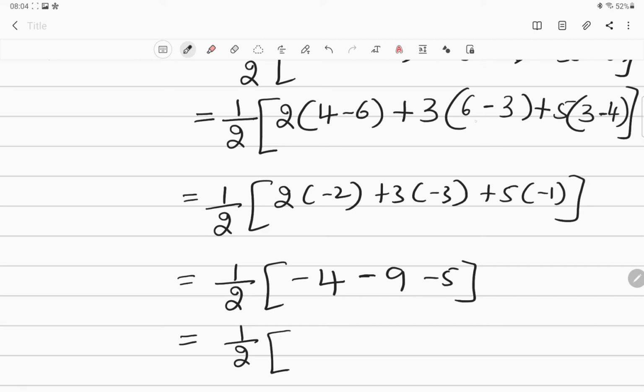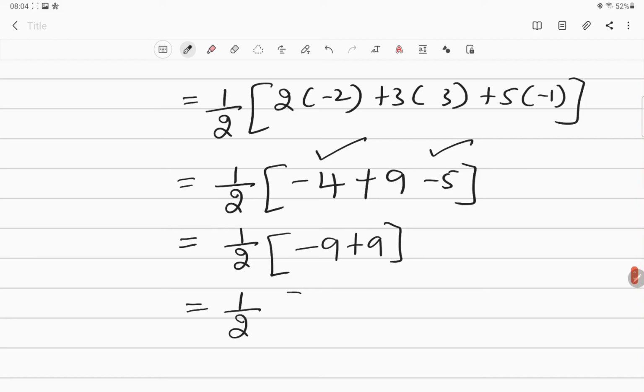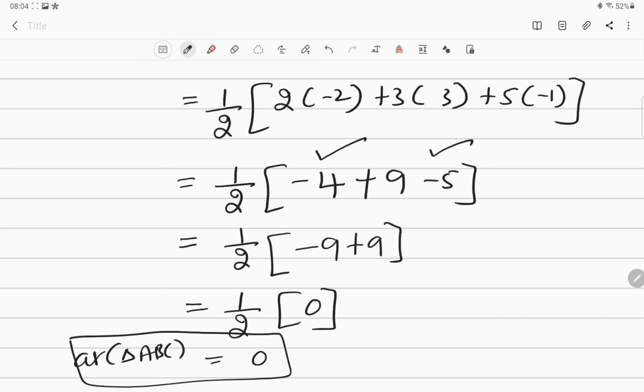And one more mistake we have made here. What is that? 6 minus 3 is going to be 3. All right, so this is going to be plus 9. Minus 4 and minus 5 is going to be minus 9. Minus 9 plus 9, so I'm going to get 1 by 2 bracket 0. So this is going to be 0. The area of triangle ABC is 0, which means the triangle is not formed at all.